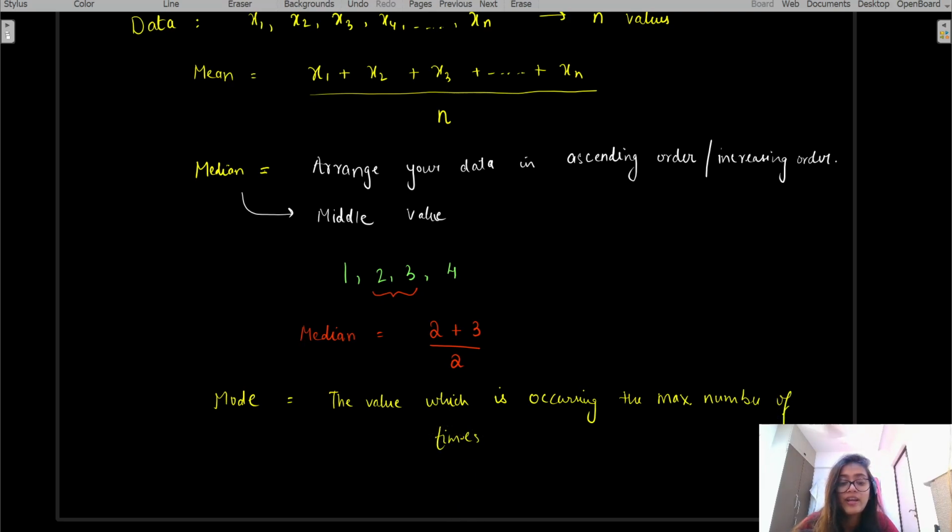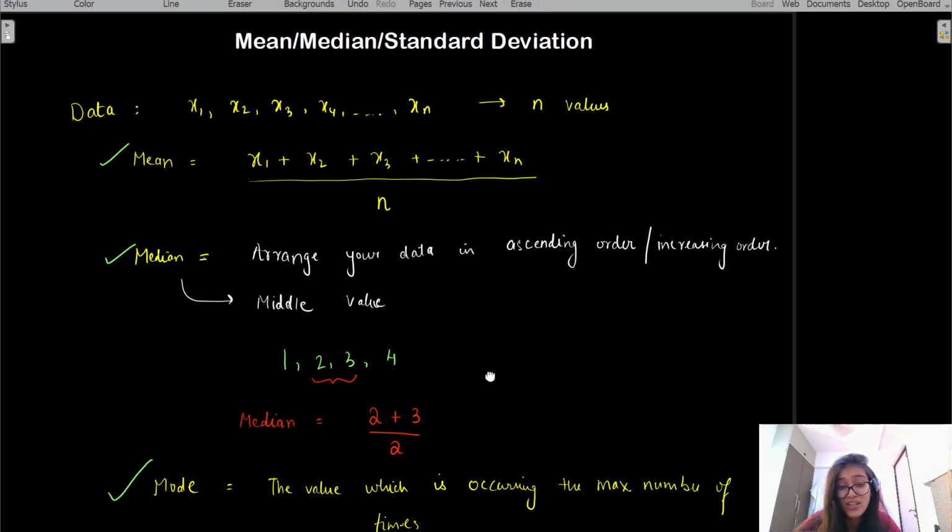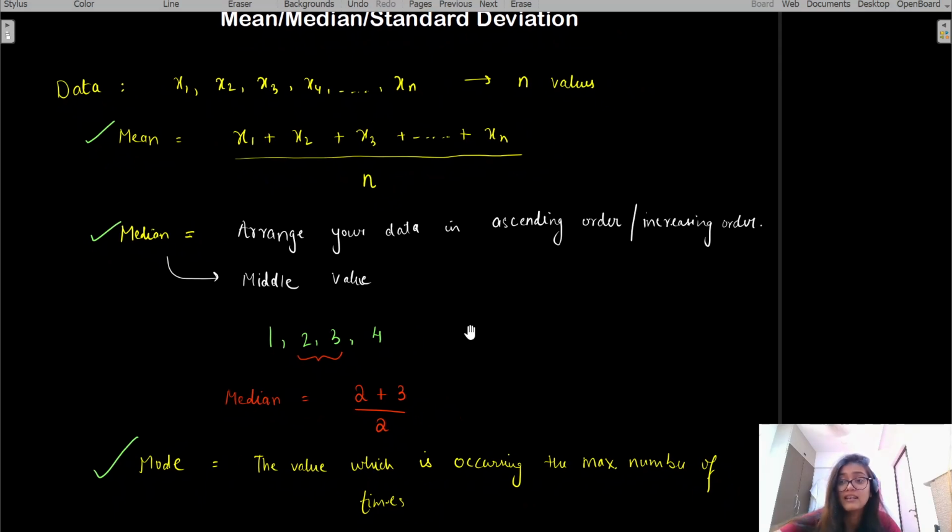Now these three things, if I can call them things, mean, median and mode, why are these important? These are important because they actually represent your entire data. They are also called the measures of central tendency. So these are those values to which your data is tending. These values will actually give you a fair representation of your data.